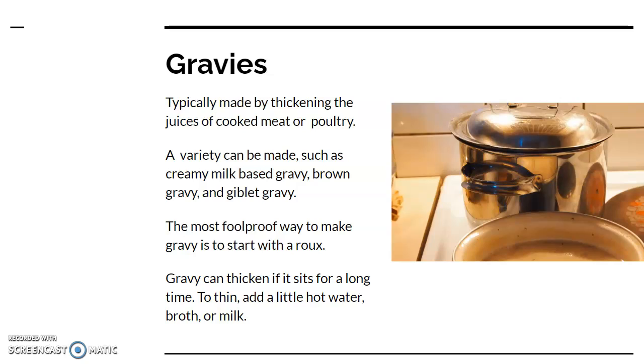Okay, so let's talk about gravy. Gravy is typically made by thickening the juices of cooked meat or poultry. And there is a variety of gravies. There's creamy milk-based gravy, there's brown gravy, there's giblet gravy. All of these count as gravies. And the most foolproof way to make gravy is to start with a roux.